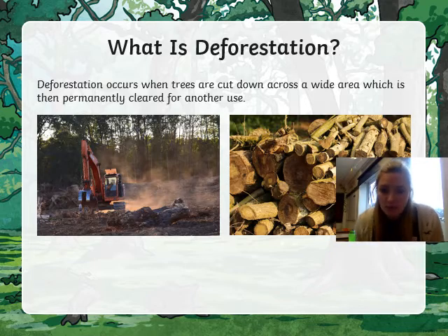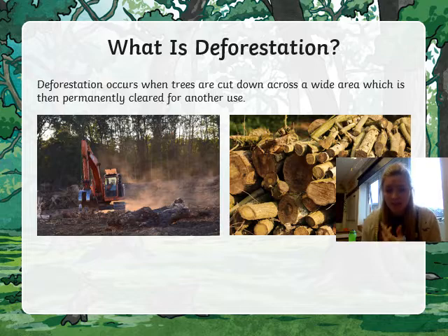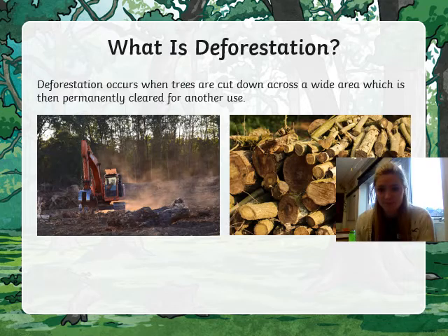Okay, so this is what we call deforestation, and deforestation occurs when trees are cut down across a wide area, which is then used for other uses. We know a forest is where there's lots of trees, so deforestation means taking away all those trees to make different furniture, paper, things like that we use today, but it also means that there's room there for different reasons as well, which we're going to look at next.